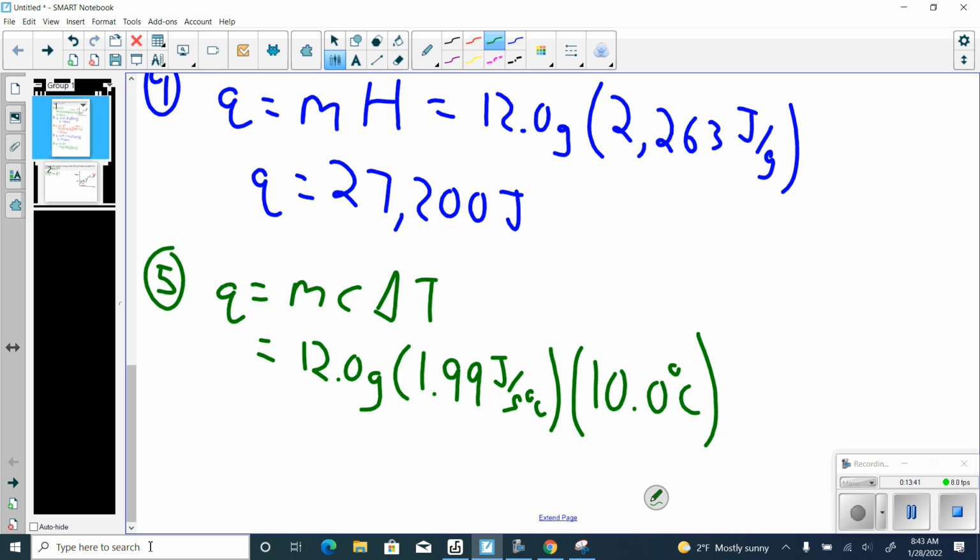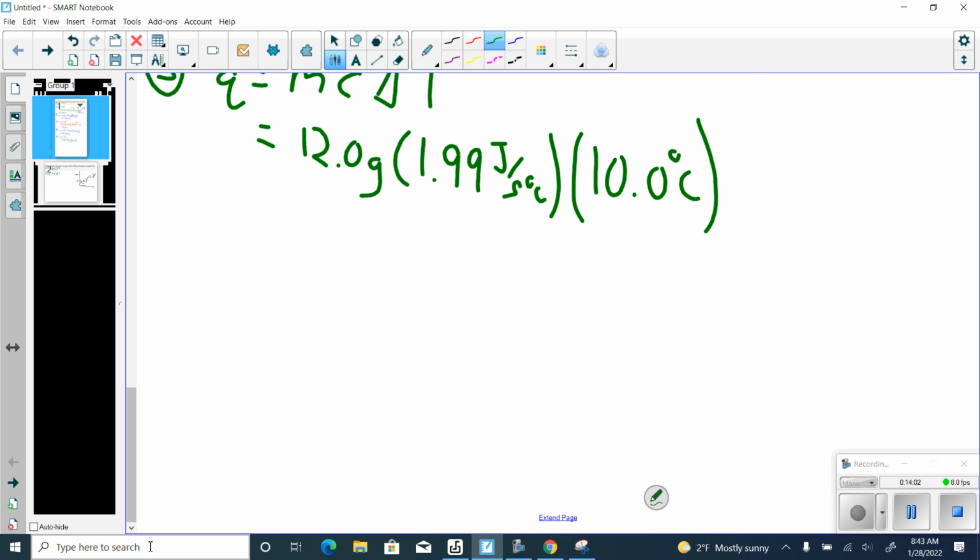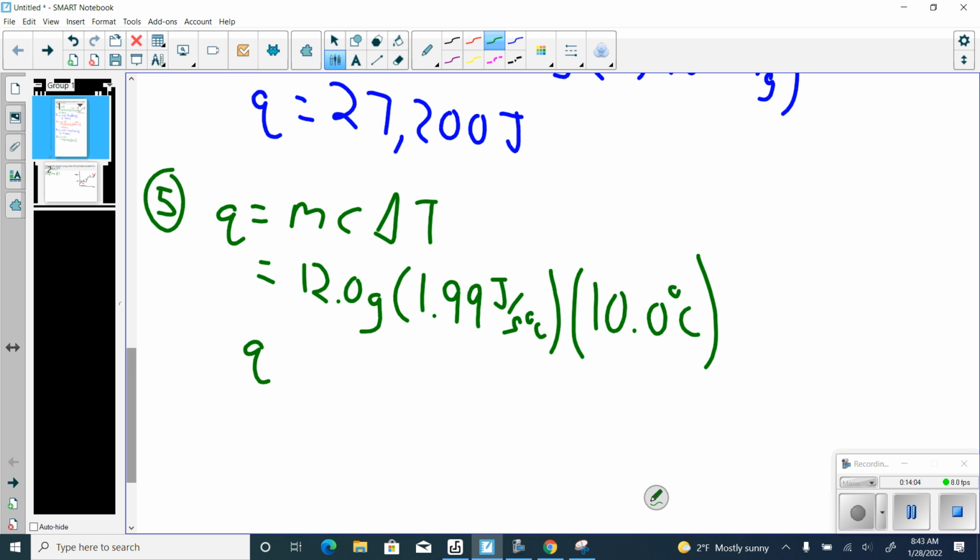The mass of the water is 12 grams. The C value for steam, again on the top of your page, is 1.99. I just right away wrote down the change in temperature. We ended at 110, we started at 100. Sorry if you wanted me to write that out a little bit longer. All right, that means Q for this step would equal, to 3 sig digs, 239.